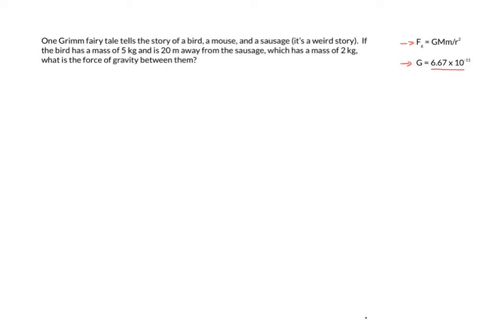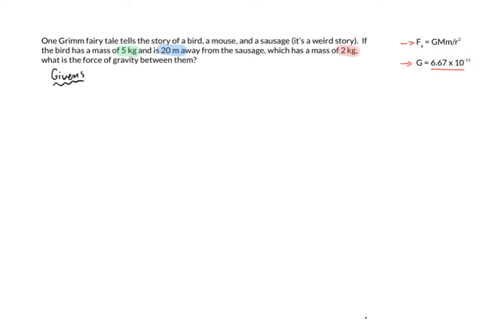And as I'm going through the problem, I'm going to highlight my givens, each in a different color. Let's get started. One grim fairy tale tells the story of a bird, a mouse, and a sausage. It is a very weird fairy tale. If the bird has a mass of 5 kilograms and is 20 meters away from the sausage, which has a mass of 2 kilograms, what is the force of gravity between them? So, we're going to start, as we always do, by listing out our givens.